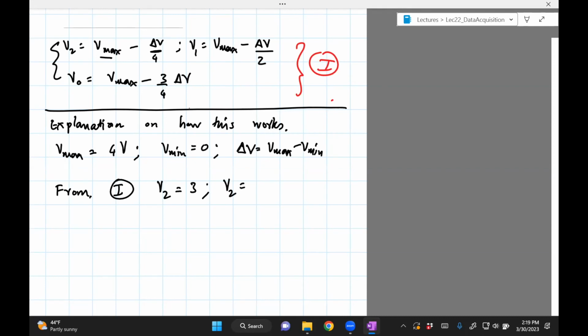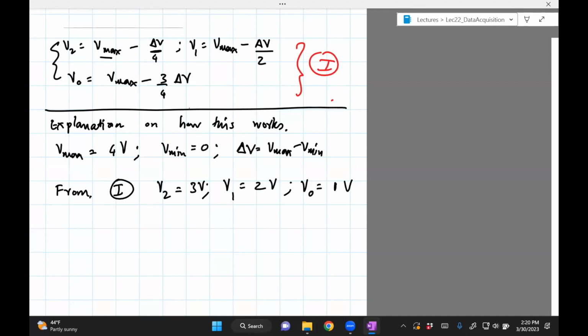V1 would be 4 minus a half. Sorry, 4 minus 4 by 2, so it's going to be 2 volts. And then V0 would be 4 minus 3/4 of 4, so that will be 1 volt. Okay, so we have 3, 2, and 1.